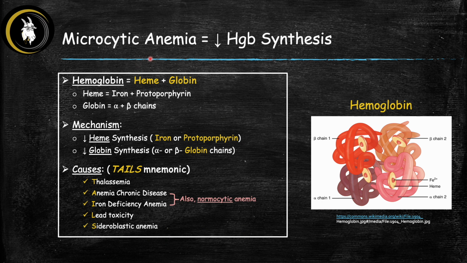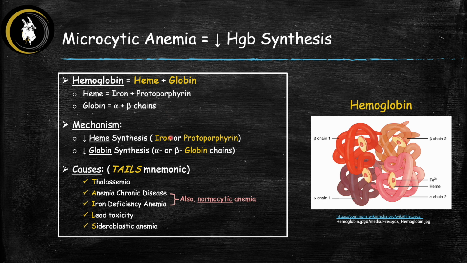Okay, so we established that microcytic anemia equals decreased hemoglobin synthesis. Now let's start learning what are the diseases that cause this. So hemoglobin is composed of two parts, heme and globin chains, and heme itself is made up of iron and protoporphyrin, and globin is made up of alpha and beta chains. So what this means is that microcytic anemia is from either a decrease in heme synthesis, which could be from a decrease in iron or a decrease in protoporphyrin, or a decrease in globin synthesis, which could be from a lack of either the alpha or the beta globin chains. So any disease that causes microcytic anemia has to fall into one of these categories right here.